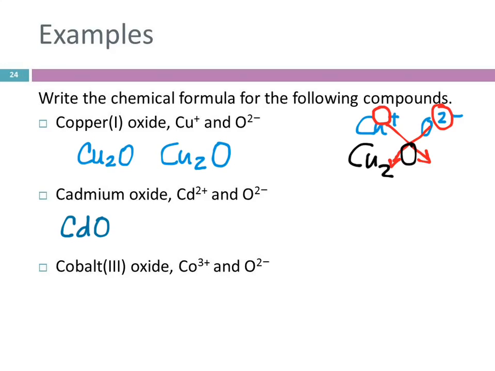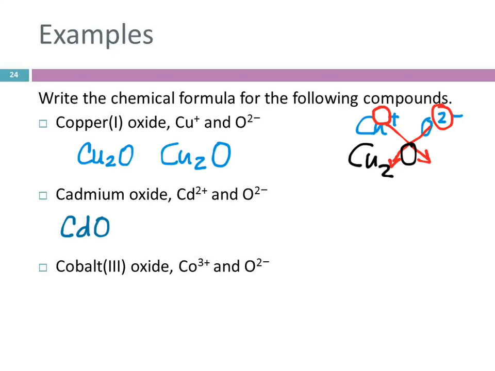So let's do this third one here. Cobalt-3 oxide. Remember, the Roman numeral tells us the charge. So this is Co3+ and O2-. So let's do all 3 methods. Which one do you want to try first? Crisscross. Okay, we'll do crisscross first.